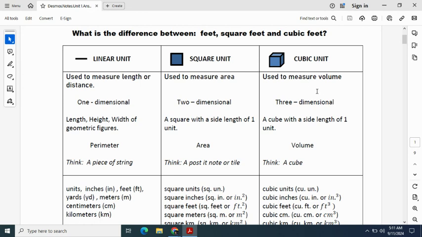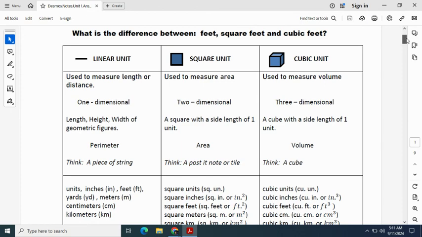It's used to measure volume. It's 3D because you have length, width, and now height. So that makes it a 3D figure. A cube with a side length of 1 unit. So that's what a cubic unit is. This is 1 unit by 1 unit by 1 unit.